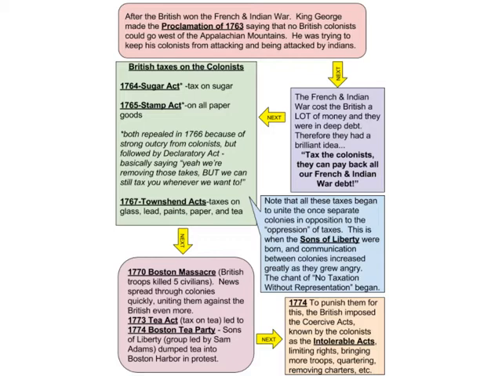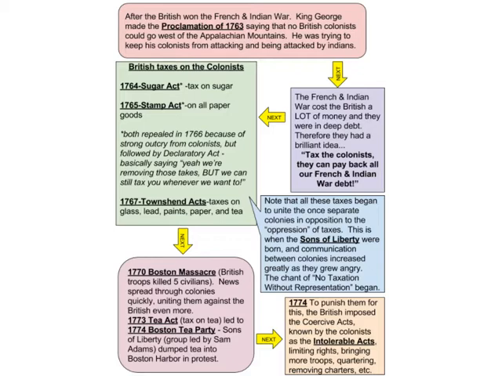Therefore, they had a brilliant idea. Let's tax the colonists because they can pay back all the money that we lost fighting the French and Indian War. After all, we fought it for them, so why don't we get some money back for the French and Indian War that we won, but we lost a lot of money. So taxing these colonists, well, we can imagine, just like today, taxes don't go well for the people being taxed. They don't usually like it.